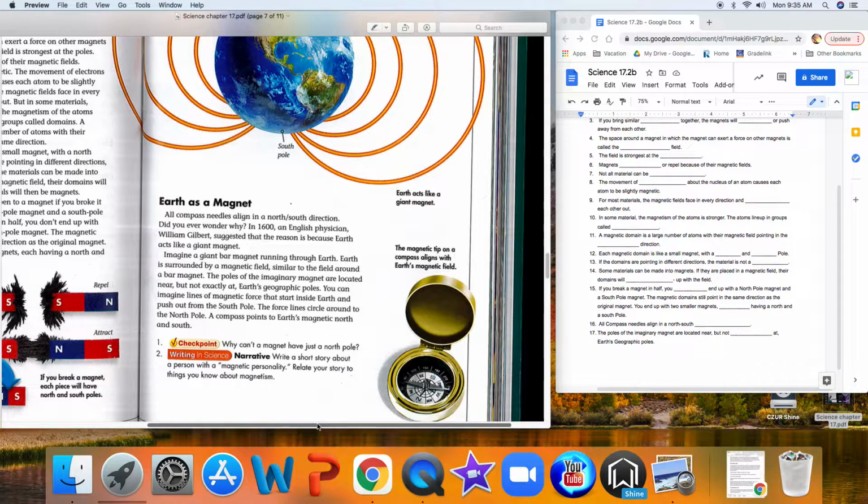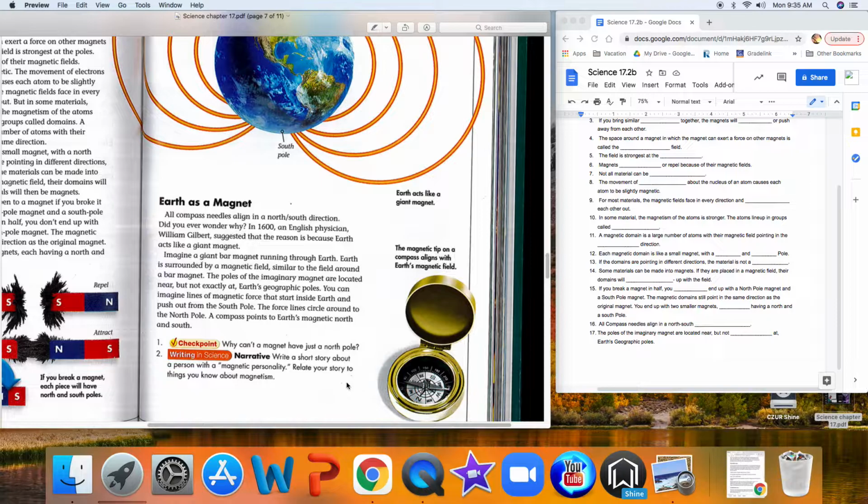All compass needles align in a north-south direction. Did you ever wonder why, since the 1600s, the English physician William Gilbert suggested that the reason is because Earth acts like a giant magnet?